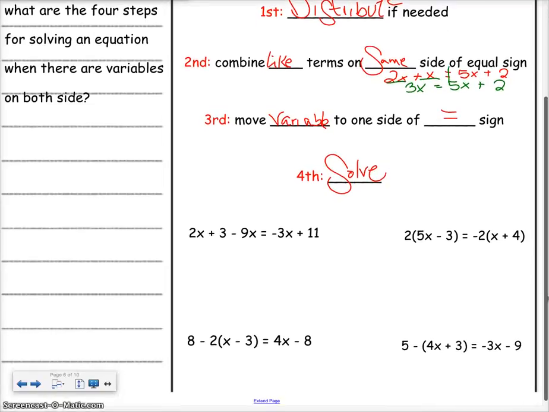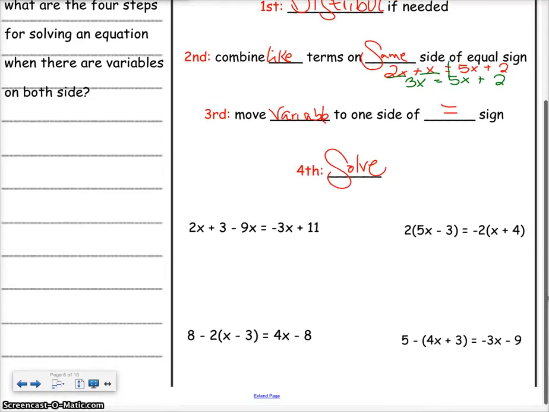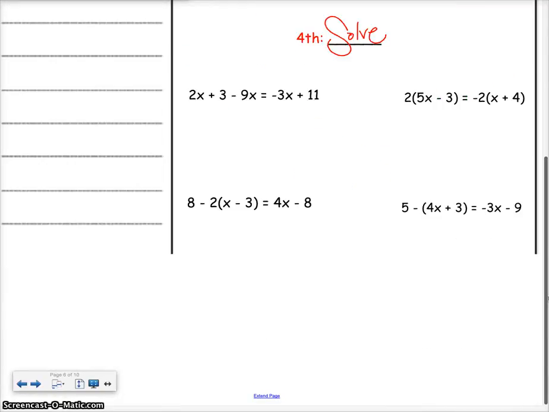So let's apply it. Okay, this first example, do you need to distribute? No, there's no parentheses with a number. But I need to combine like terms on the same side. So I'm going to turn that to plus a negative 9x. And 2x plus a negative 9x is negative 7x. So negative 7x plus 3 equals negative 3x plus 11.